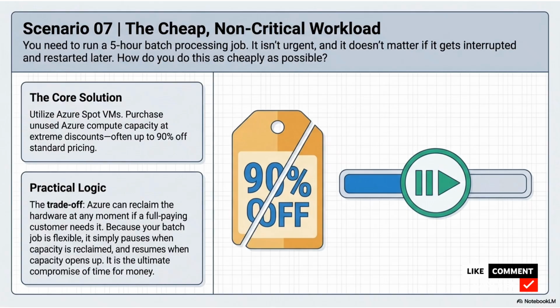Spot VMs allow you to buy unused Azure compute capacity at an extremely deep discount, often up to 90% off the standard price. The catch is that Azure can take the hardware back at any moment if a regular, full-paying customer needs it. Because your batch processing job can handle interruptions, this is the perfect compromise. If Azure needs the capacity back, your virtual machine pauses, and when capacity opens up again, the job resumes. You save a massive amount of money just by being flexible with the time.